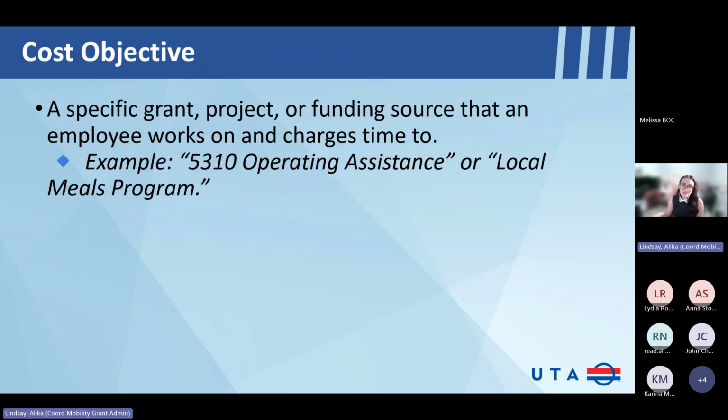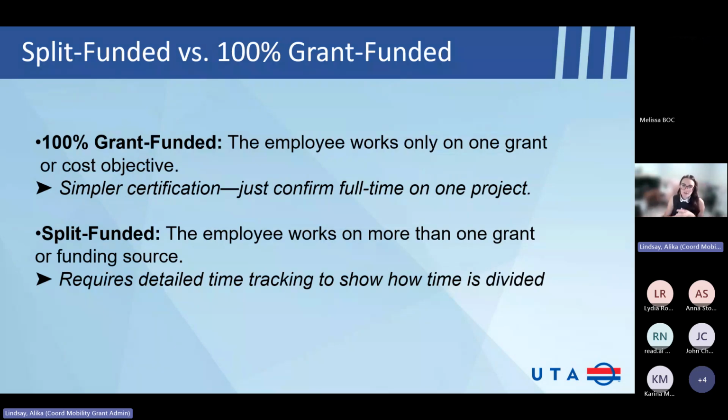The cost objective is a specific grant, project, or funding source that an employee works on and charges time to. So an example is the 5310 operating assistance from your 5310 grant, or maybe you get funding from a local Meals on Wheels program or a different federal grant. So you have to be able to show that if I'm working on different projects and charging them to different grants or different pots of money, I have to be able to show an auditor how I track that and how I'm charging my time to different cost objectives. And we'll talk about some tools and different ways you can do that.